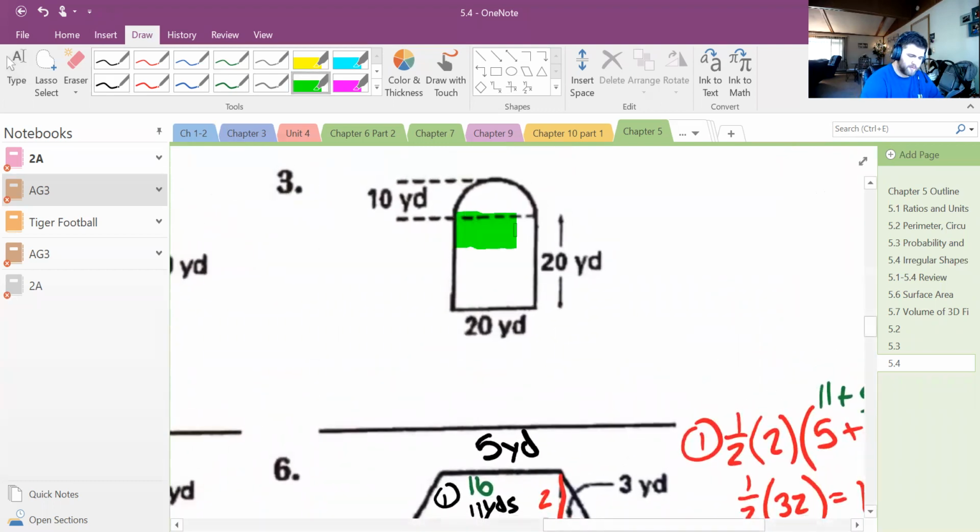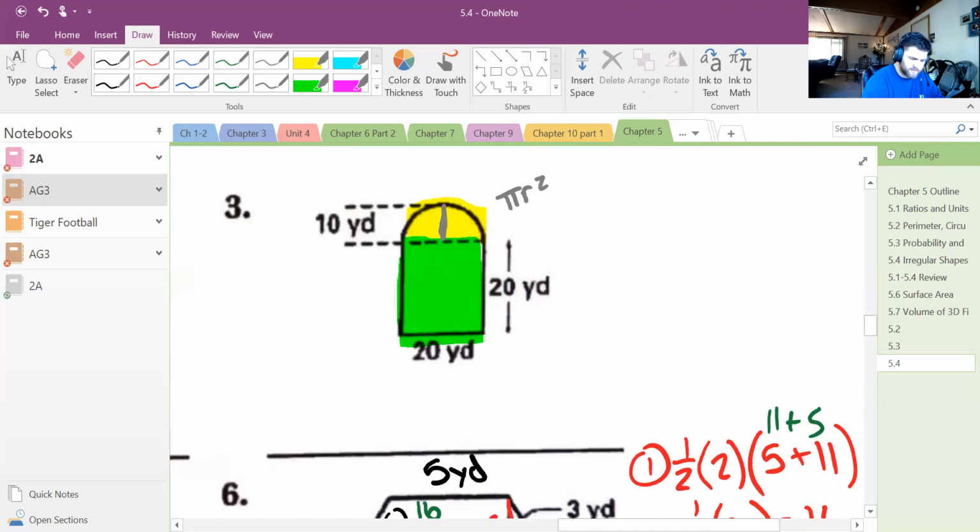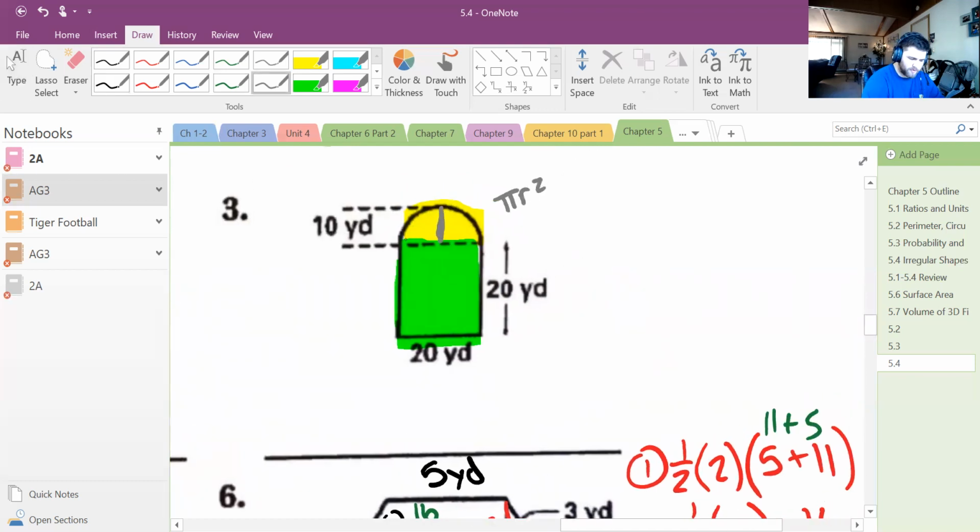It's just we have to do a skill that we have not done before, at least in my class. I see a square, then I also see a half circle on top. We haven't found the area of a half circle yet, but watch, it's really no different. Remember, area of a circle is pi r squared. So let's just act like this is a normal circle. The radius is going to be 10 here, so it's going to be pi 10 squared, which is 100 pi.